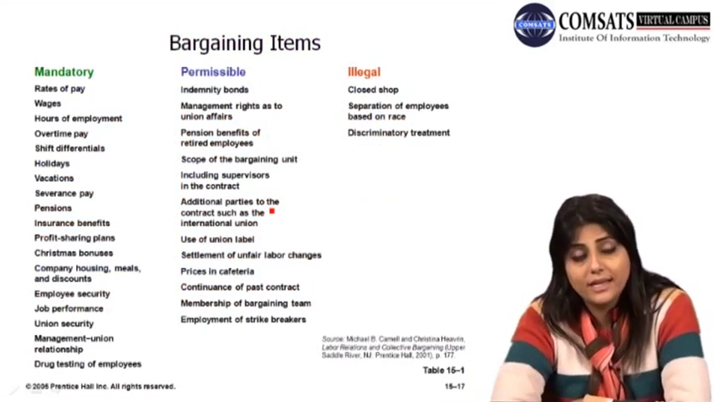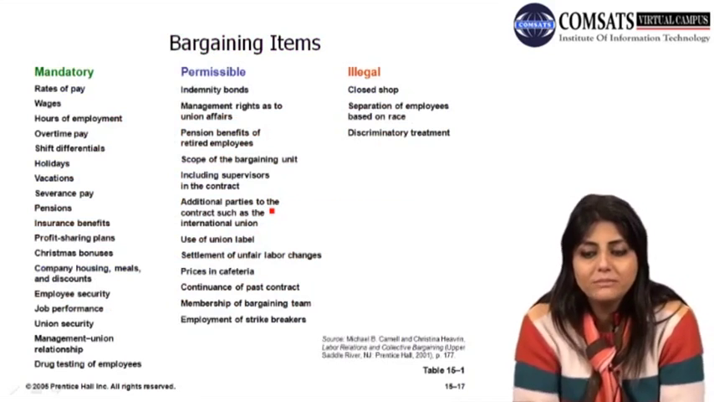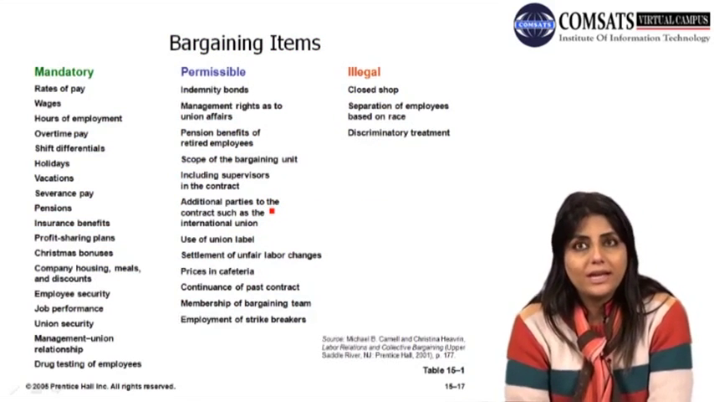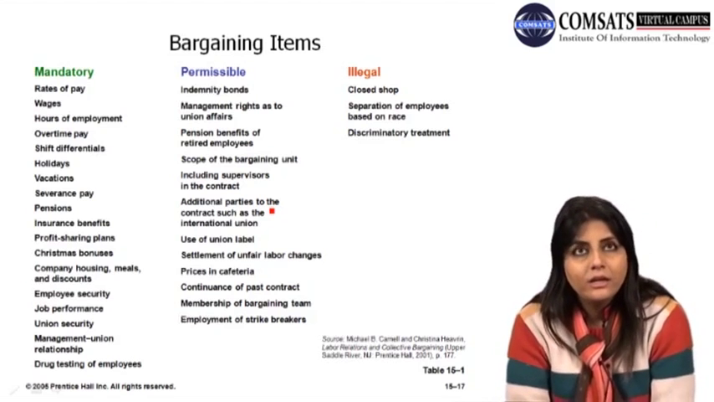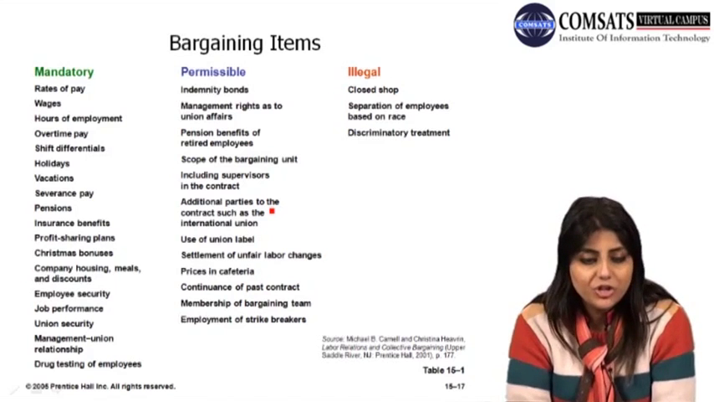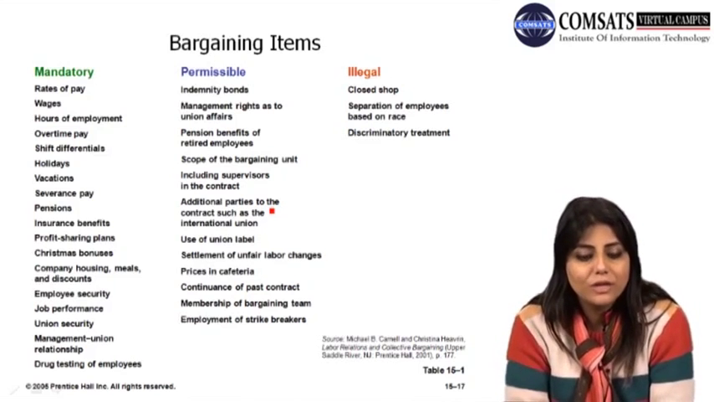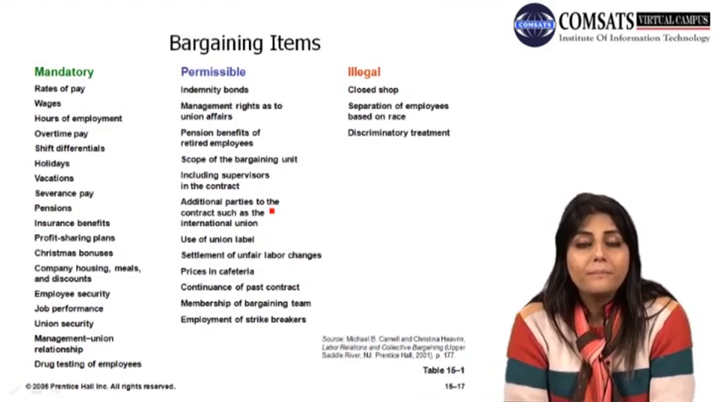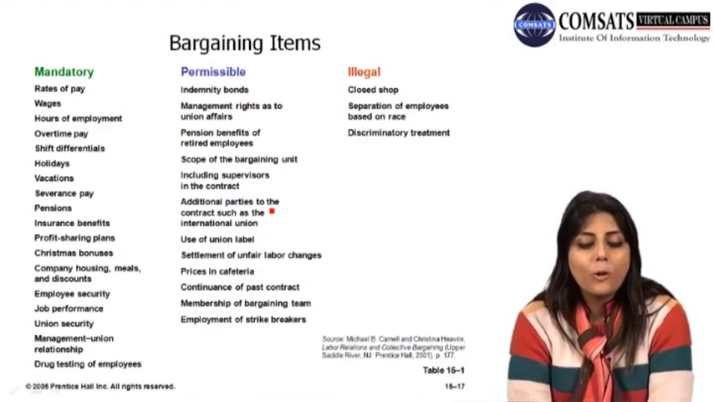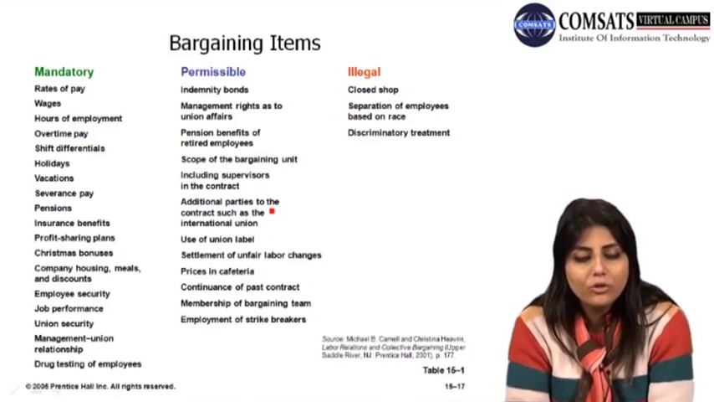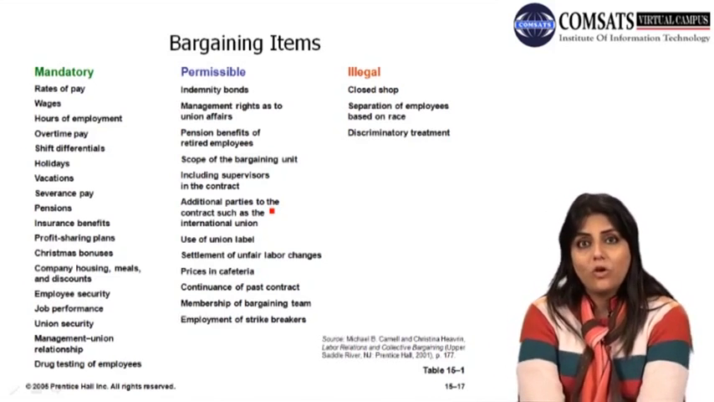So here is a list of these bargaining items. We have categorized the mandatory items on the left hand side, in the middle the permissible, and on the right side the illegal bargaining items. The mandatory bargaining items are rates of pay, wages, hours of employment, overtime pay, shift differentials, holidays, vacations, severance pay, pensions, insurance benefits, profit sharing plans, Christmas bonuses, company housing, meals and discounts, employee security, job performance, union security, management union relationship, and drug testing of employees.